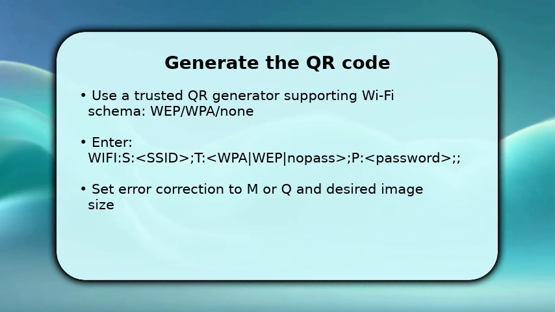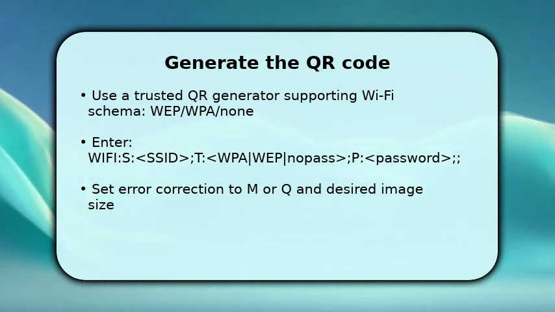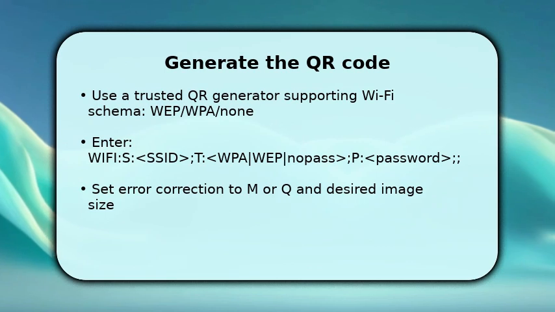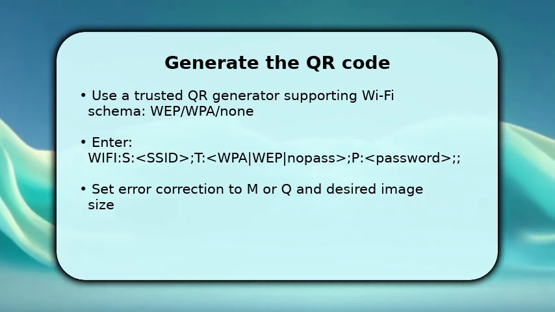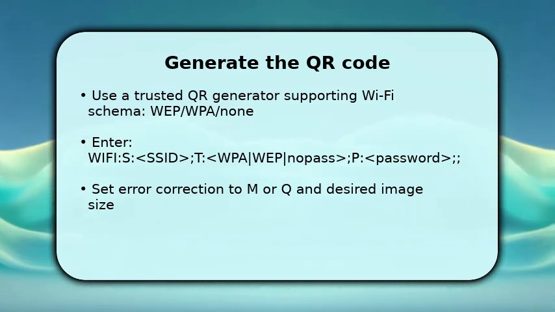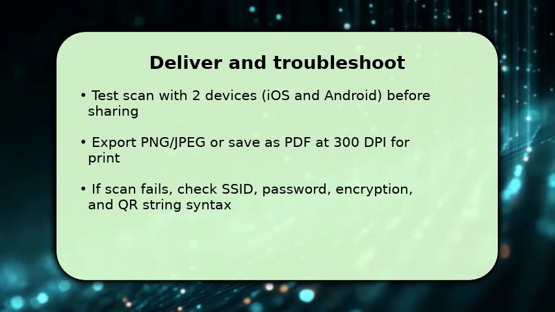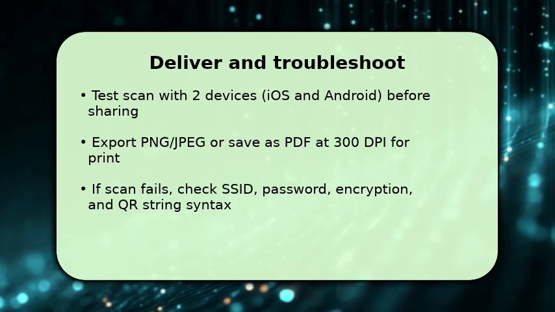Set error correction to M or Q so the code survives printing or slight damage, and pick an image size that matches your use. At least 1000 px for posters, 300 px for screens. After generation, visually verify the code and label it with SSID for clarity. You finish by testing the QR on both Android and iOS devices to confirm automatic network join behavior.